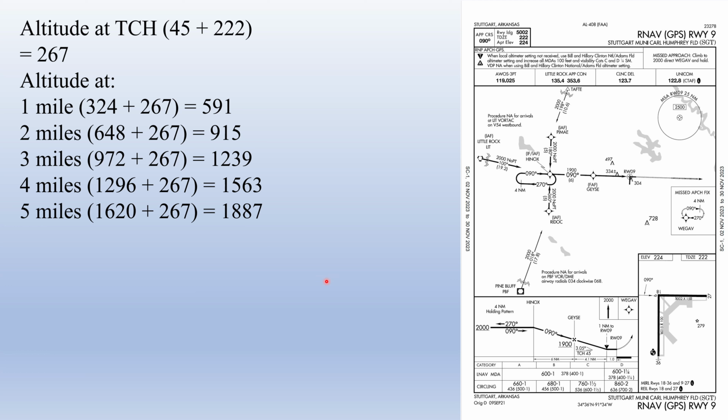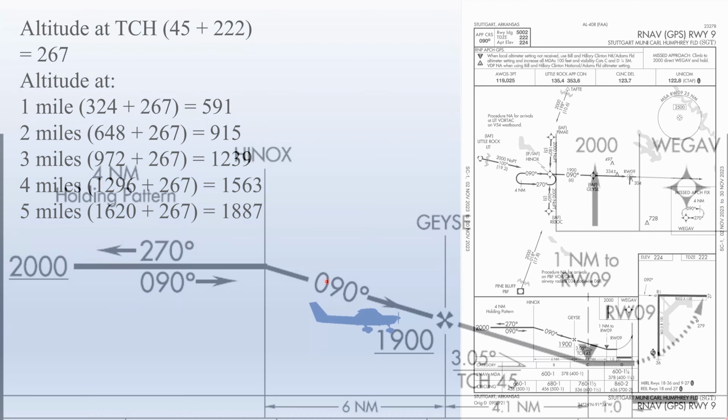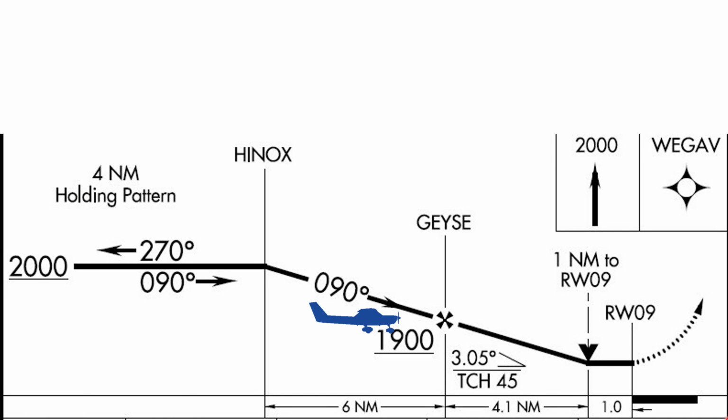Let's talk about specifics on how we're going to fly this with this aircraft. So again, we'll fly the procedure to Hinox, then descend down to 1900 feet. And then once we get about 3 miles from Geese, or 3.0 from Geese on our GPS, we'll begin to configure for the descent on the final approach segment.